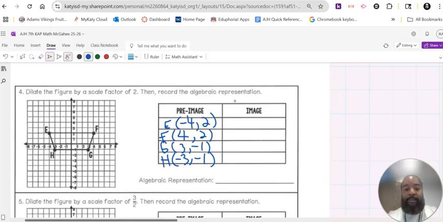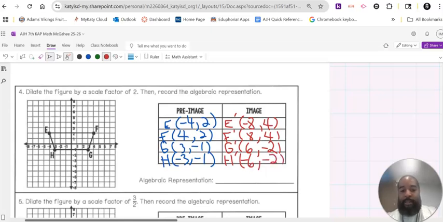Okay, so if I'm applying scale factor here by 2, that means I'm multiplying my x values by 2 and my y values by 2. So my new E, my E prime, is going to be negative 8 comma 4. My new F would be 8 comma 4. My new G would be 6 comma negative 2. And my new H prime will be negative 6 comma negative 2.